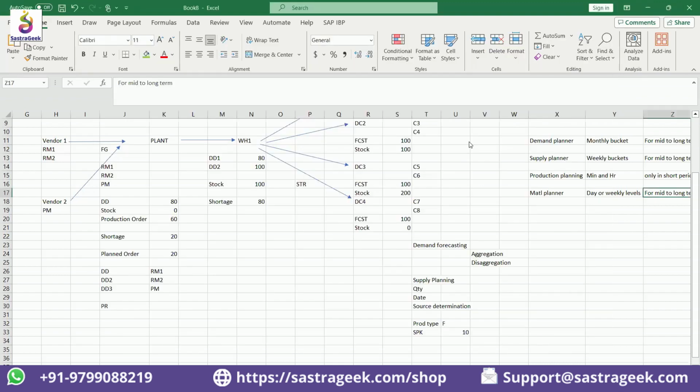Order-based planning will be able to derive what each element is all about. Is it a planned order? Is it a purchase requisition? Or is it a stock transfer requisition? MRP has that capacity. People with experience in APO who have worked on the SNP module, Supply Network Planning, will also confirm that APO has this functionality of deriving what is an STR, what is a purchase requisition, what is a planned order.